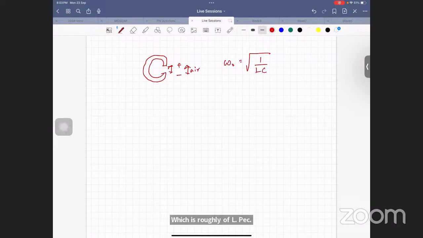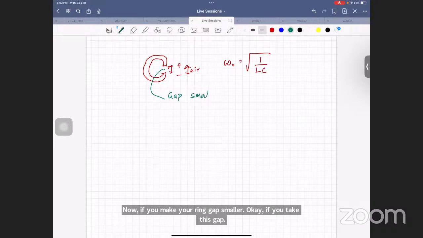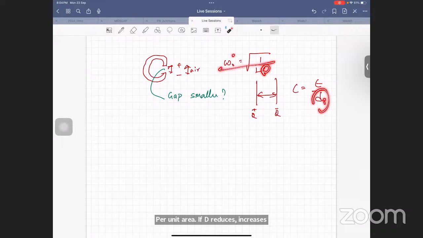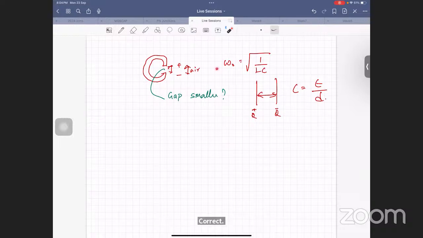Now, if you make your ring gap smaller, if you take this gap and make it smaller, what happens? What happens if I reduce the gap? Think of a parallel plate capacitor, plus and minus Q. Capacitance is epsilon by D per unit area. If D reduces, capacitance increases. So the resonant frequency should reduce, correct? By controlling the gap, you can control your resonant frequency.